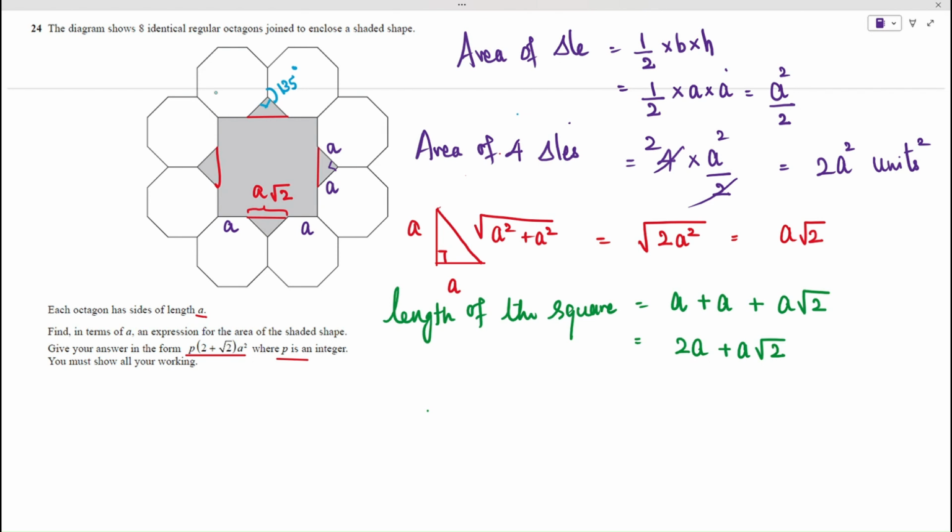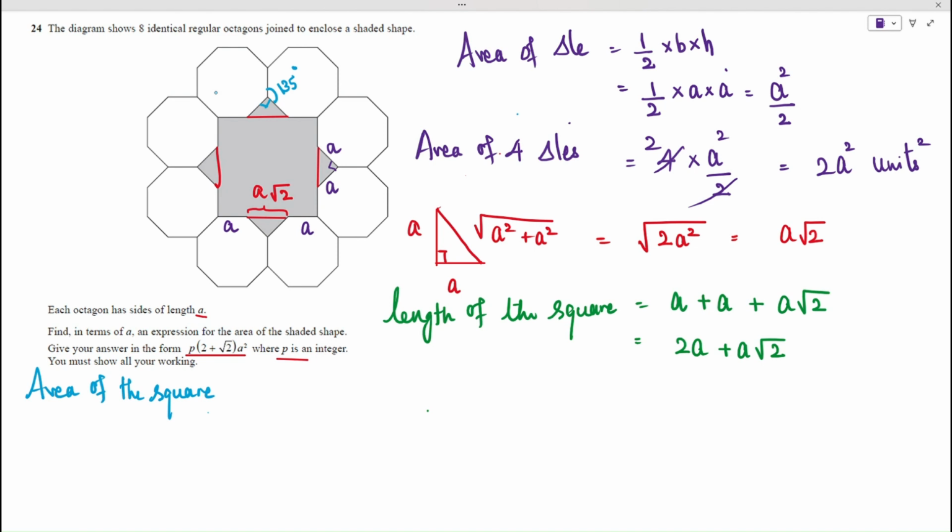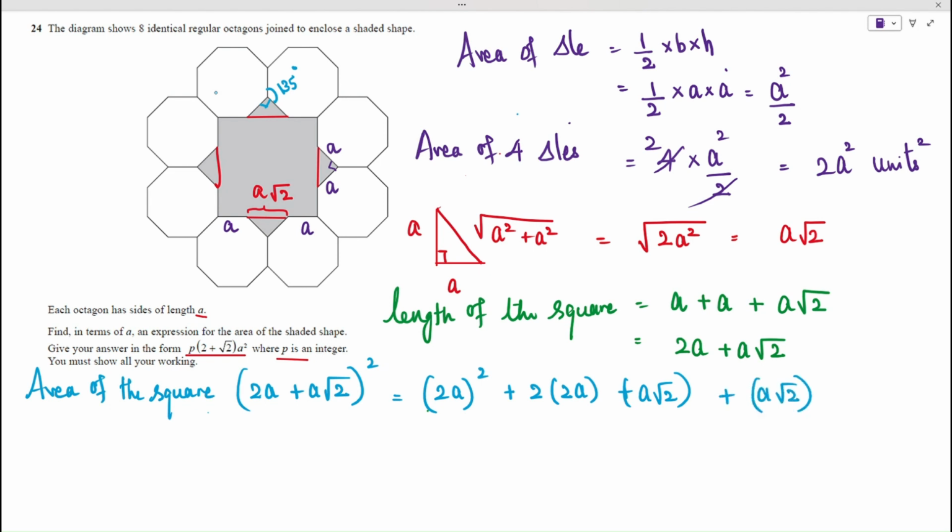However, we can't stop here. We have to find the area of our square now. And to do this, we're just going to have 2a plus a root 2 the whole squared. And we're just going to expand our brackets. So we have 2a the whole squared plus 2 times 2a times a root 2 plus a root 2 the whole squared.